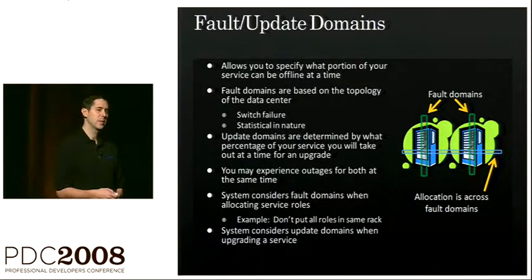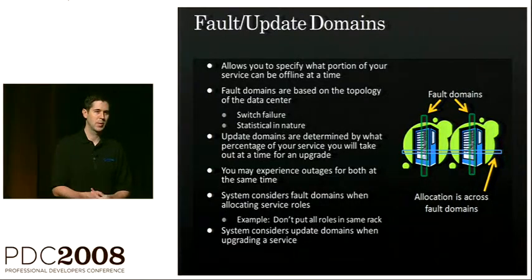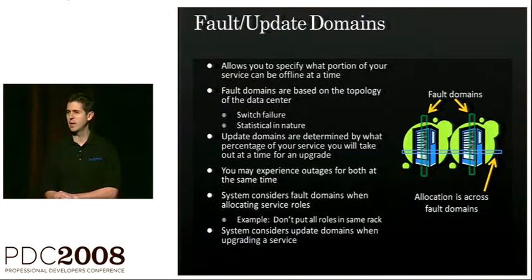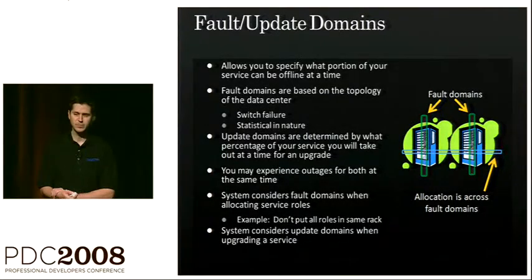An upgrade domain is a little bit different but orthogonal. It's a similar idea. When we do a rolling upgrade of your service, when we're updating your service, we might take a certain percentage of it offline at a time. And by specifying update domains, you're basically telling us what percentage of your service can be brought offline at a time. In practice, both of these things could happen at the same time.